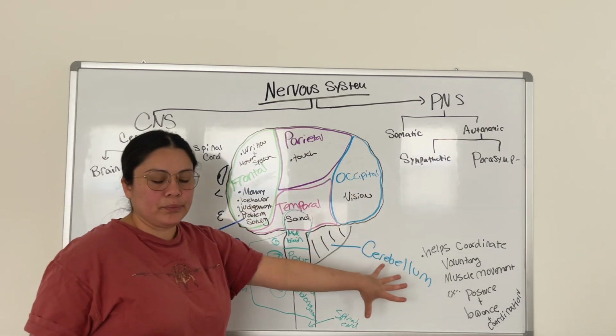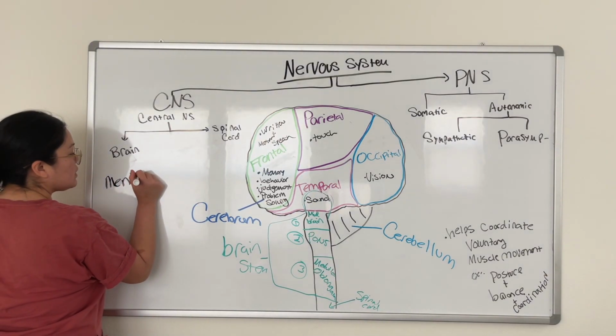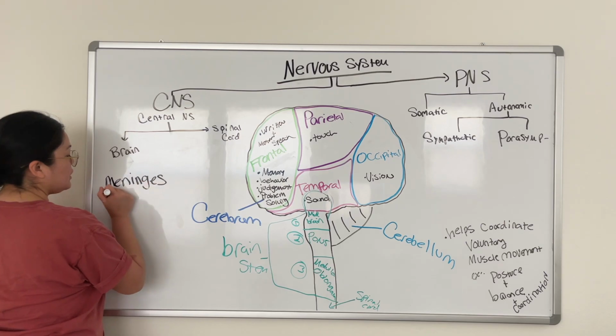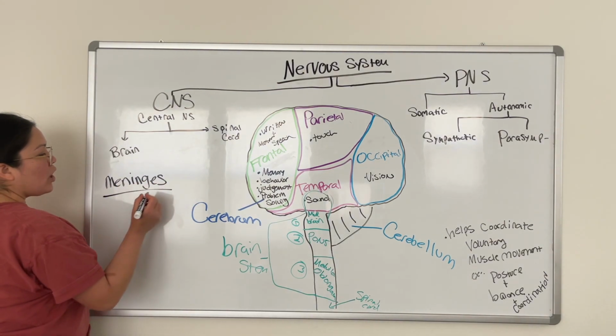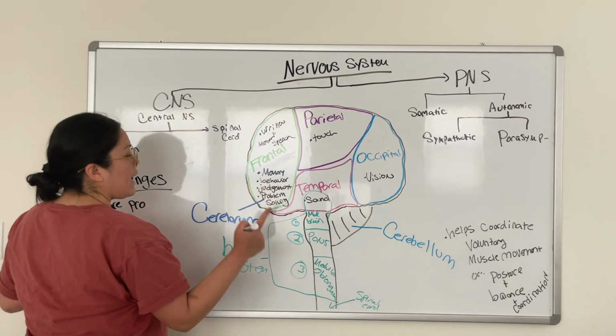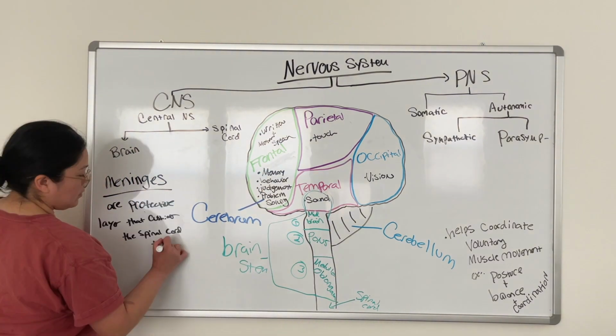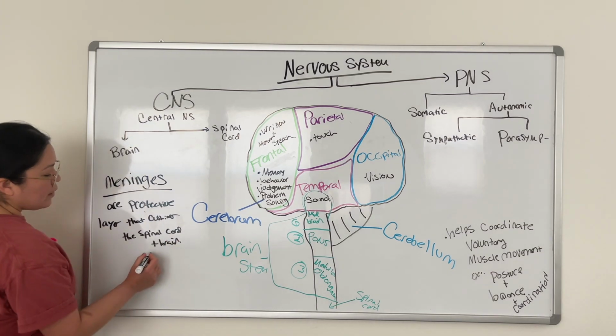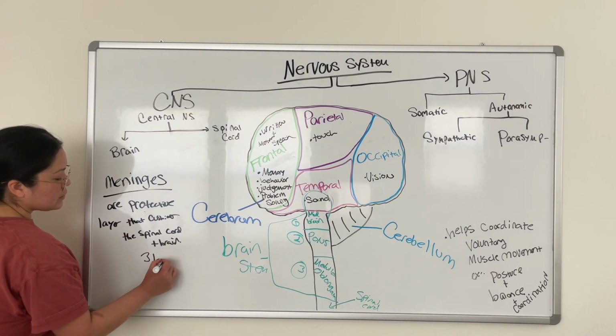One more thing I want to show you is the meninges that cover the brain and the spinal cord, okay? So you've got this stuff called meninges. Meninges are a protective layer that cushion the brain and the spinal cord. There are 3 layers.